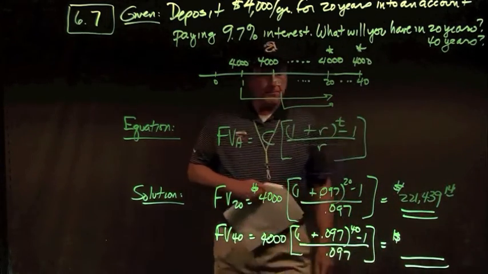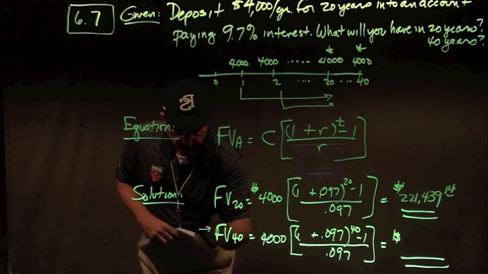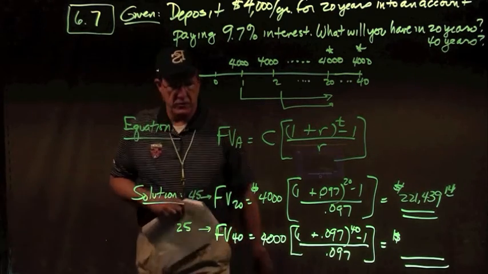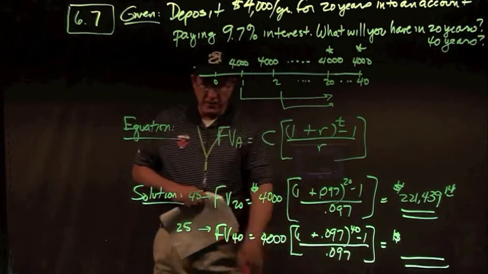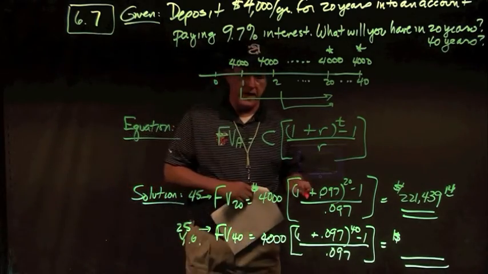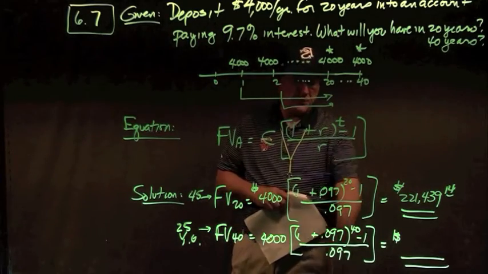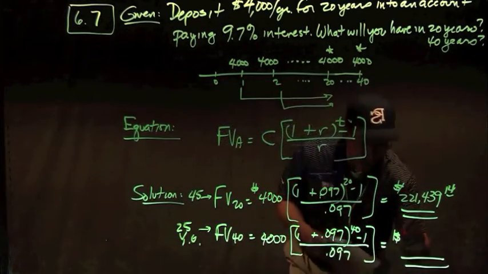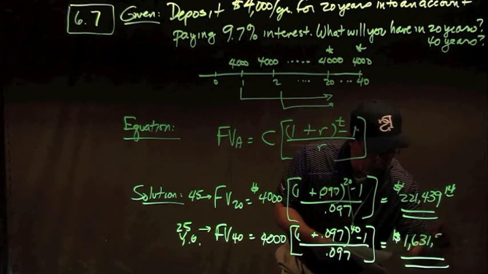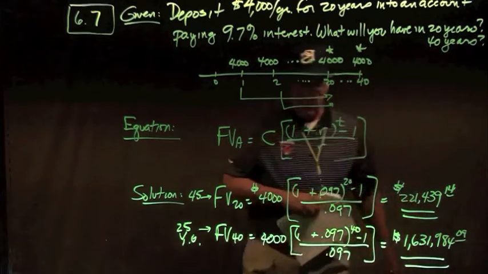$221,439.14. If I save for 40 years, this might be the case where I start saving when I'm 25 years old. This might be the case I start saving when I'm 45 years old to have this sort of money when I'm 65. So if I start when I'm 25 years old, and I've taken a finance class and realized the value of investing early, I put 4,000 in the bank at 1.097 to the 40th minus 1 over 0.097. I have $1,631,984.09. So I ask you, what do you think?